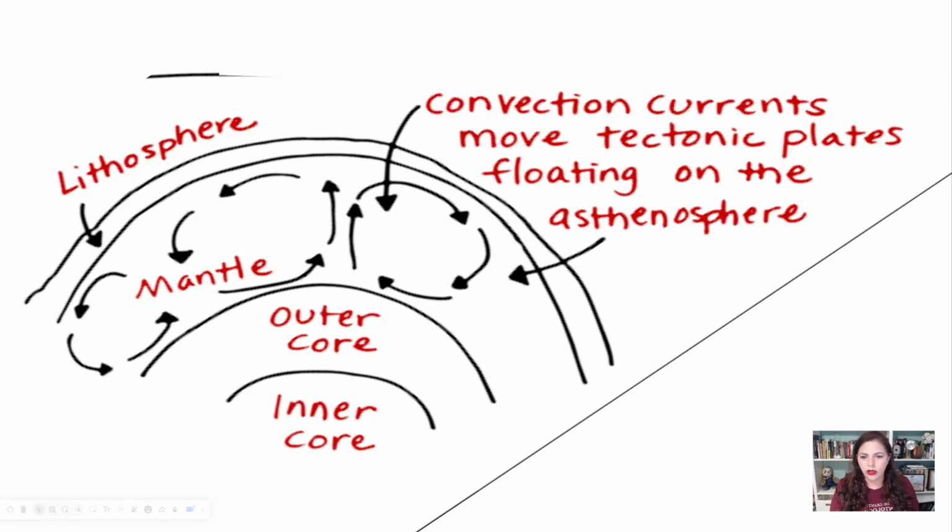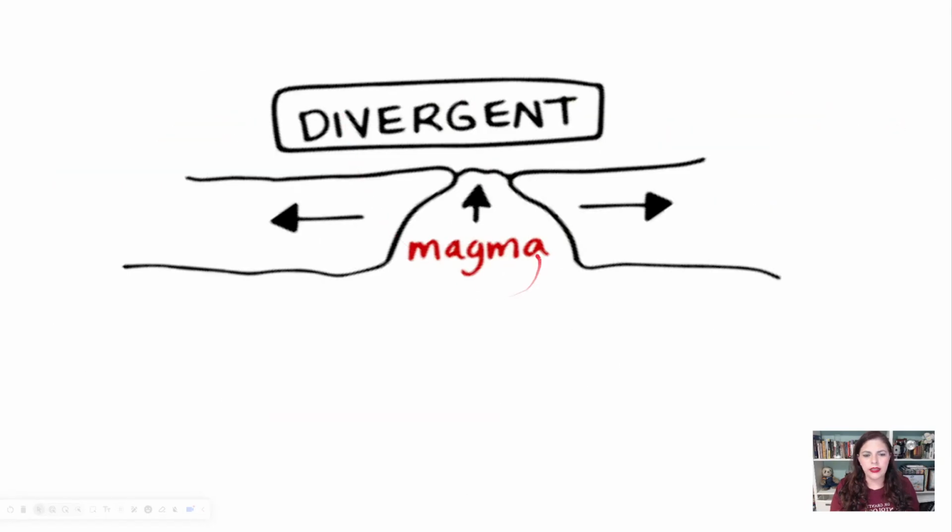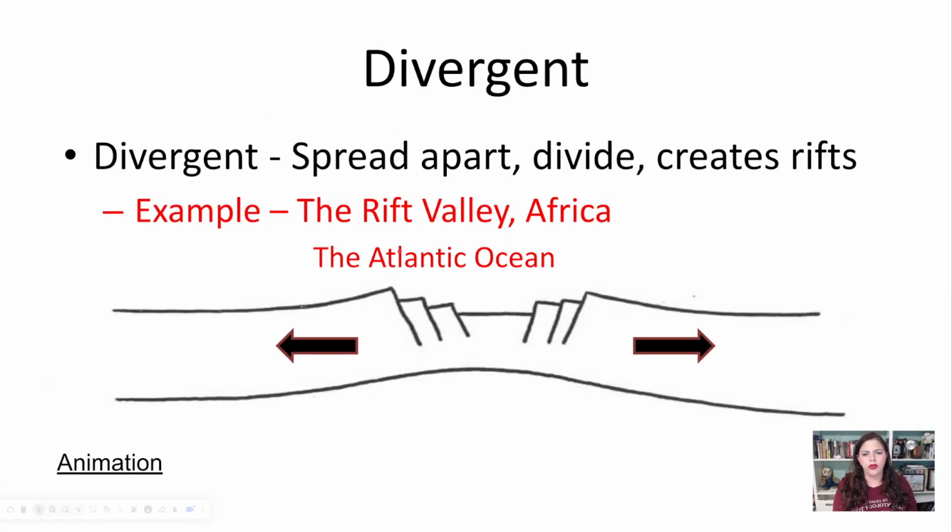Here is our model of convection currents, right? Again, inner core, outer core, right, is going to cause movement in the mantle, and then that's going to affect the lithosphere. We need to label our magma up here where it says magma for our divergent boundary. And then let's talk about divergent, right? I need you to fill in the example onto your notes. An example here, right, where we have two plates that are separating or spreading apart is the Rift Valley in Africa. The Atlantic Ocean is another place where plates are actually separating from each other.